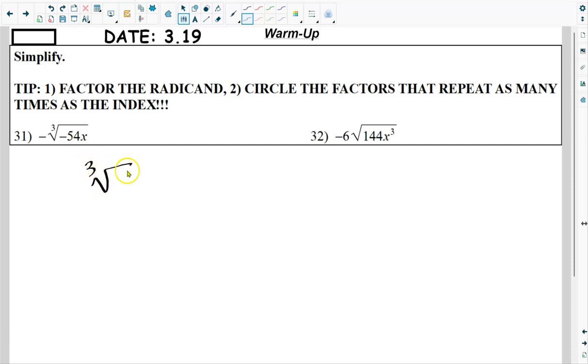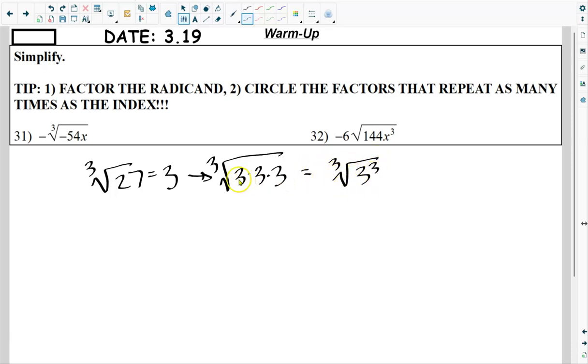For example, you know that the cube root of 27 equals 3. If you don't know, here's what you do know: 3 times 3 times 3 equals 27. This also equals what? There's 3 of them, so it's 3 cubed. A cube root will cancel a cube. So if I cancel this, I'm left with just a 3, which is right outside the radical.